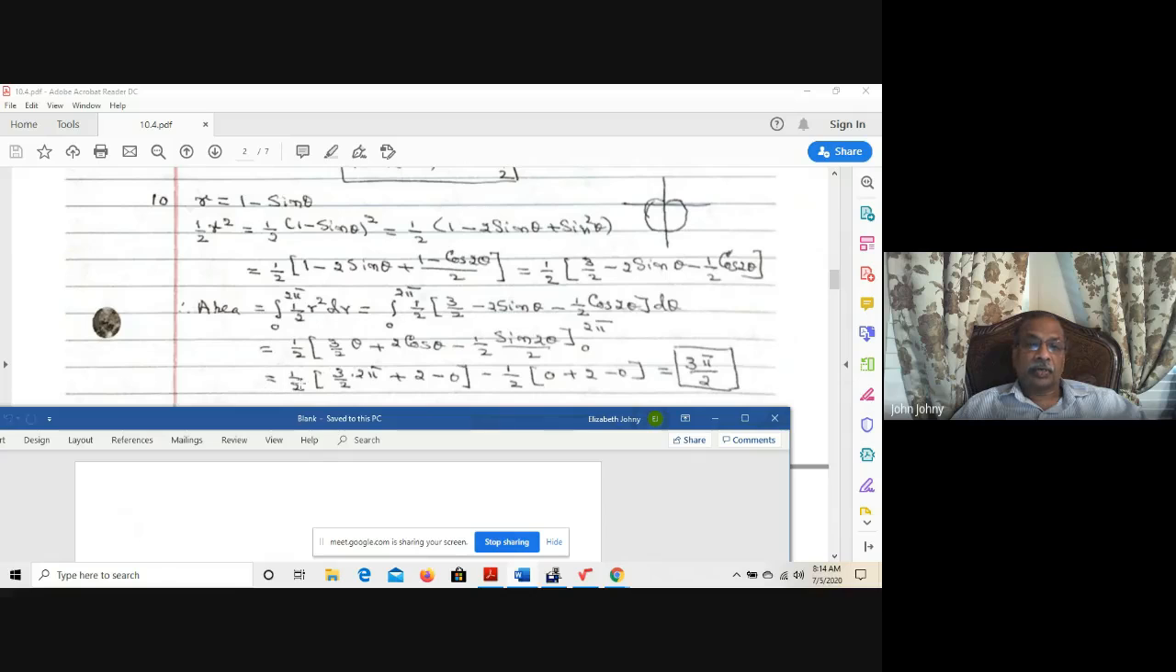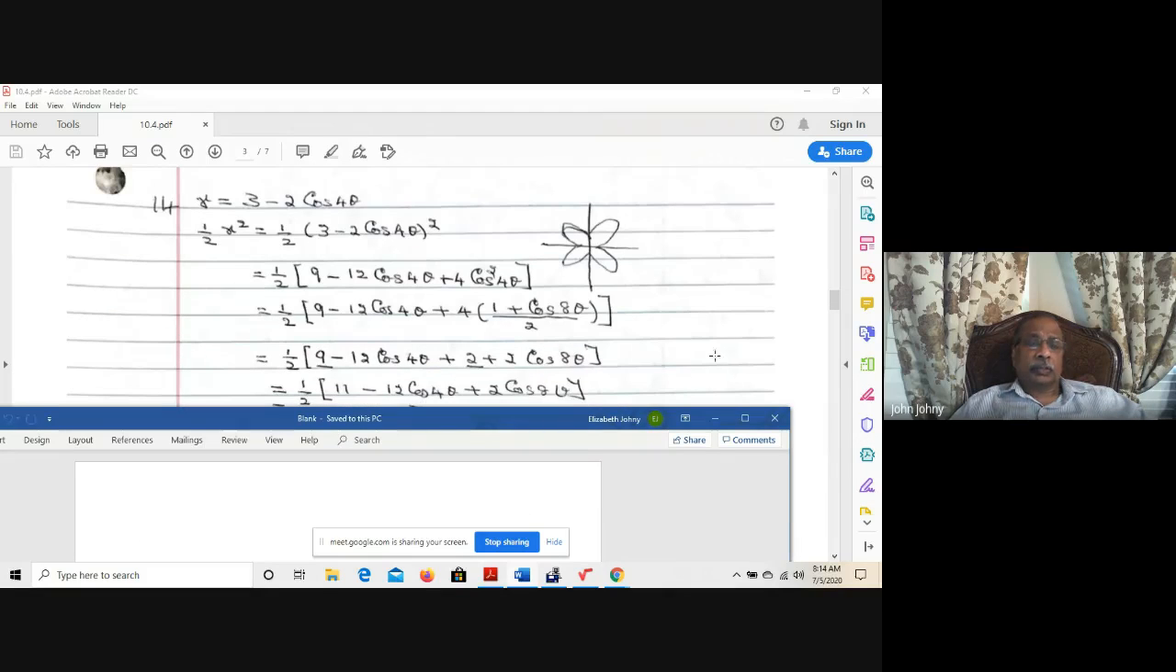And now simplify it. The 2 cancels, 3 over 2 pi plus 2 minus 2. If you distribute the 1/2, you get 3 over 2 pi plus 1 minus 1. So plus 1 minus 1 cancels. So the answer is 3 pi over 2.